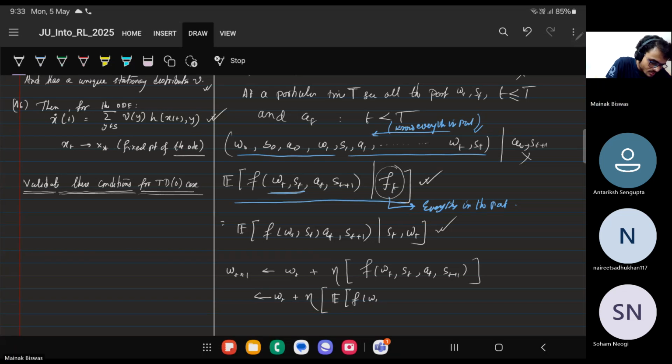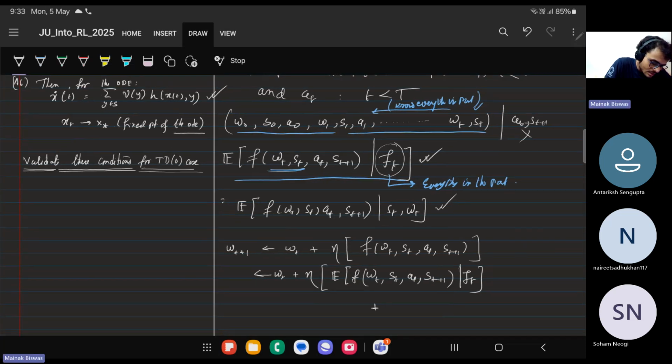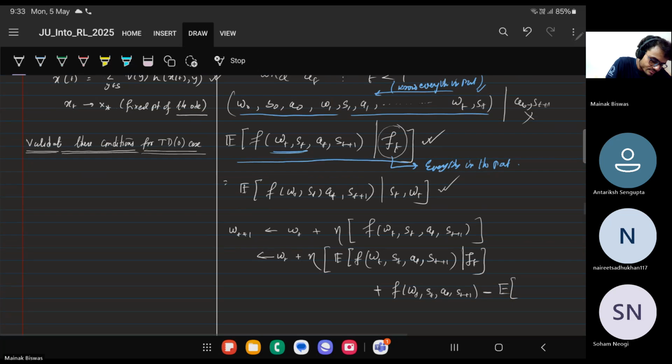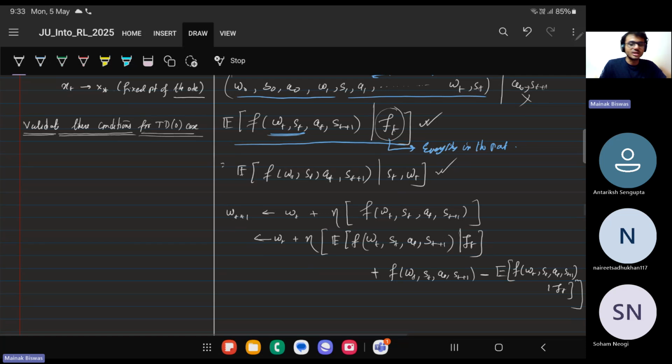wt, st, at, st plus 1. This is very simple math. Once you get the hang of this thing, there's nothing in it. So this is why I'm writing the f of t. Instead of writing multiple terms, it's simpler to write. And then plus f of wt st at st plus 1 minus the expected value of it. Okay, so now we see we do get something. So let us see if this is really a martingale or not.